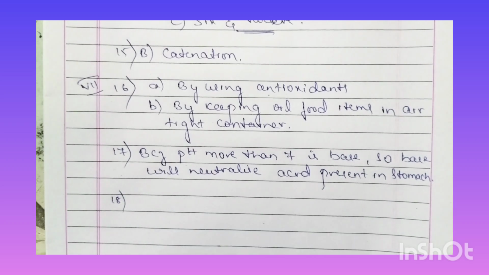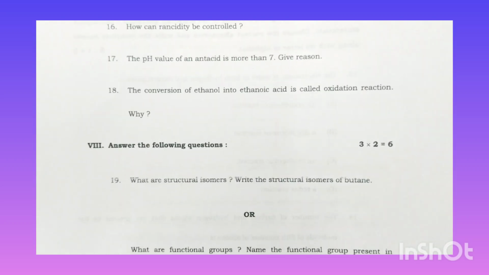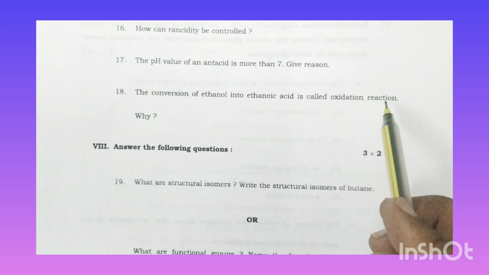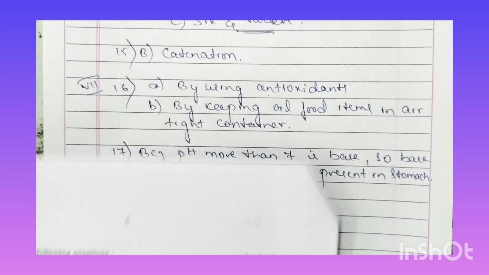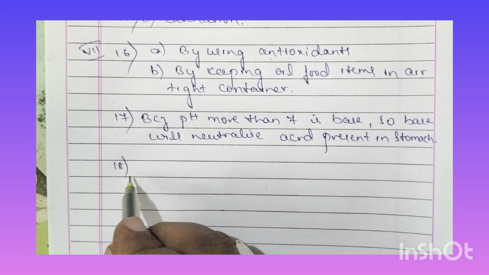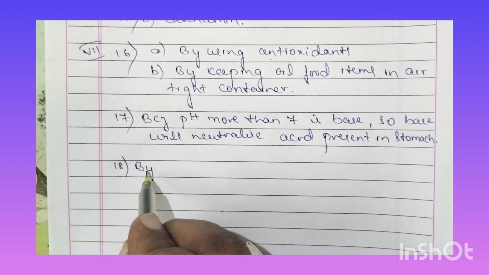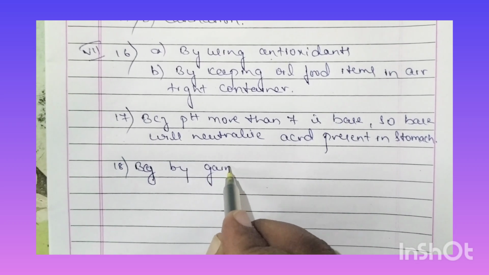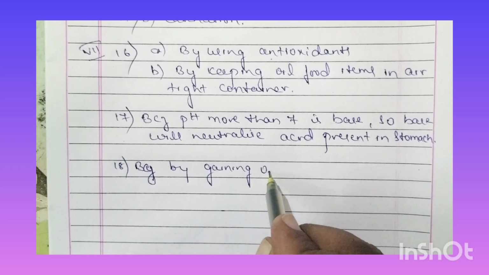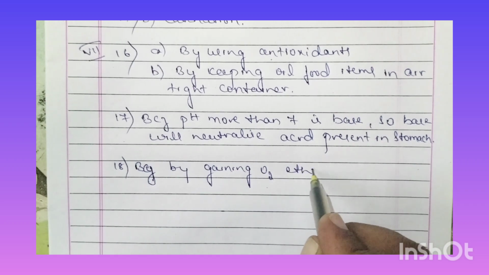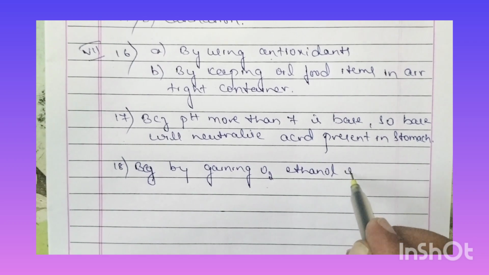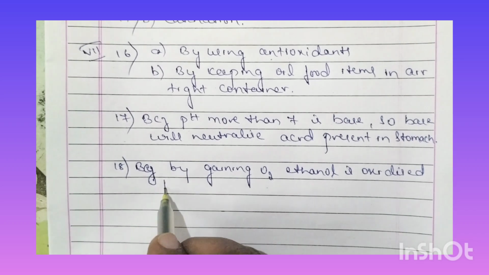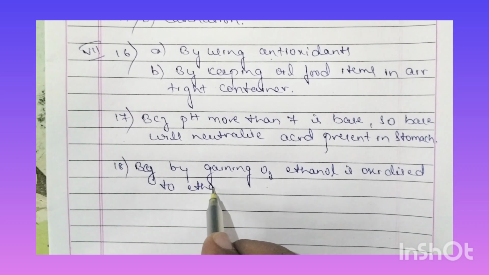Next, let us move for 18th question. The conversion of ethanol into ethanoic acid is called oxidation reaction. Why? Because by gaining oxygen, ethanol is oxidized to ethanoic acid.